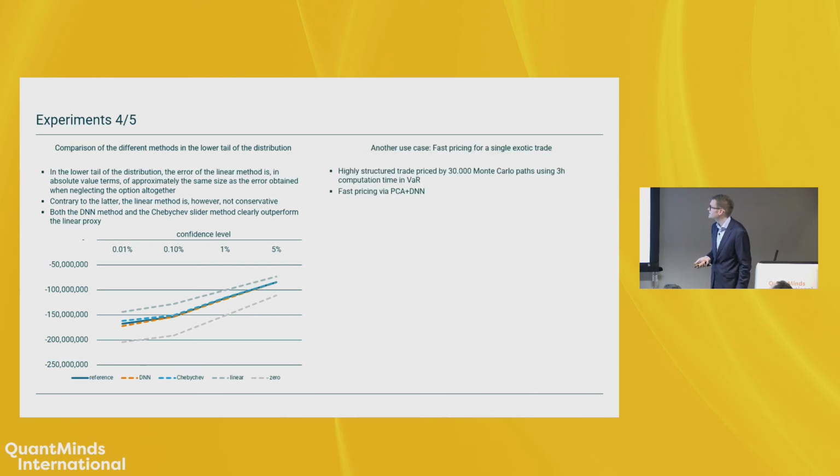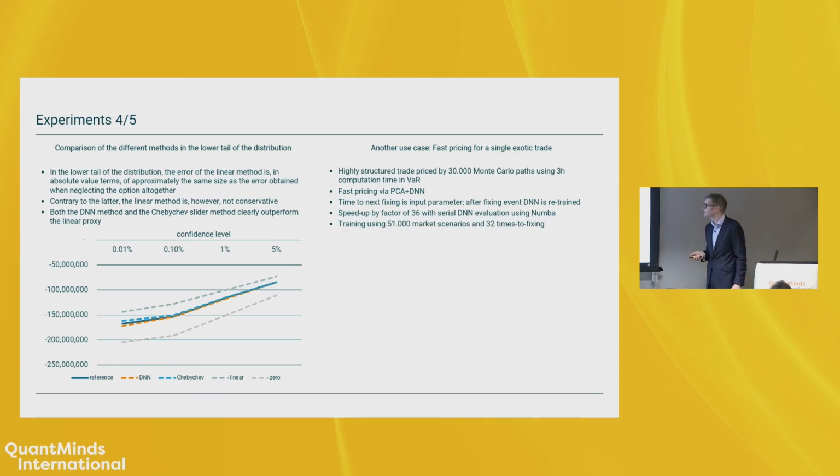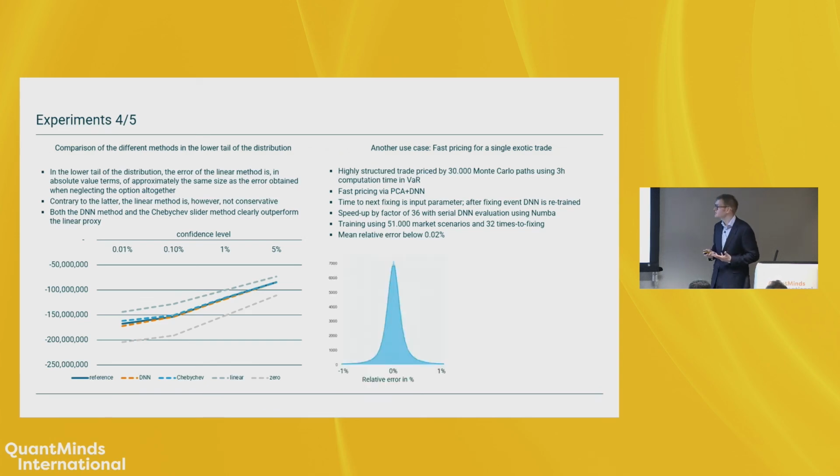So we looked at another use case, a highly exotic trade with large notional, using more training data, 30,000 Monte Carlo paths for pricing, and then 51,000 market scenarios. Problem is, once there's a trade event, like a fixing event, the trade structure changes and you need to retrain. So we take time to the next fixing as an input, and just these two graphs show you that it's really quite close. Relative error around 1%, mean relative error below 0.02%, 2 basis points.